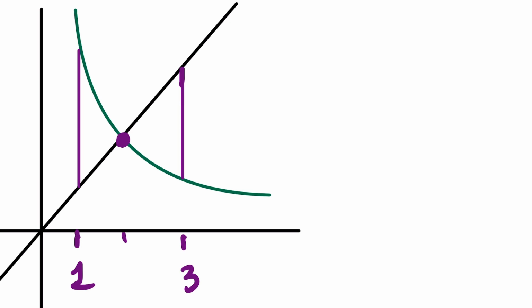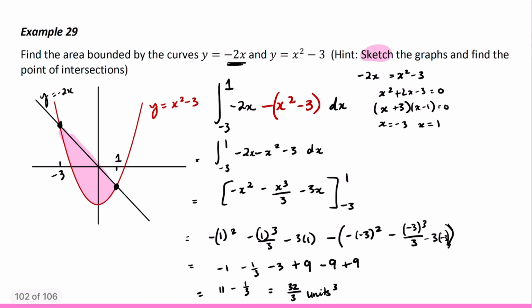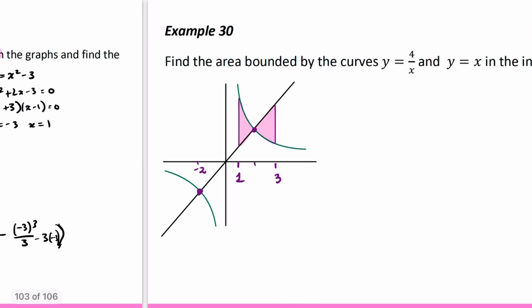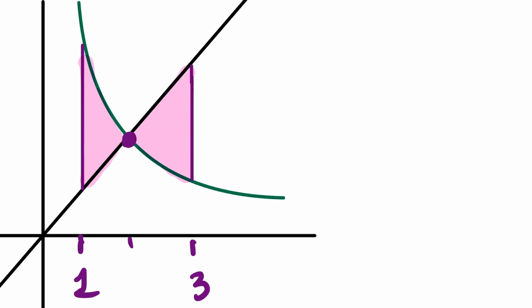All right, so now that we know where 1 and 3 are, I can shade in the region that I need to find. So that's this part here and this part here. Now this one's a little bit interesting. It's not as clear cut as the one before. So previously we just had line minus parabola, very obvious. But here we've got something different going on. You can see that before 2, I've actually got this green curve minus the line.